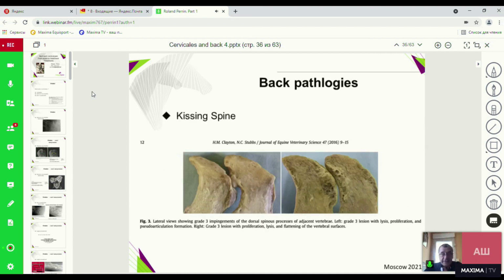About the kissing spine, you have a very good publication of Dr. Clayton about the kissing spine, and you can understand very well what happens when you have this kind of pathology.